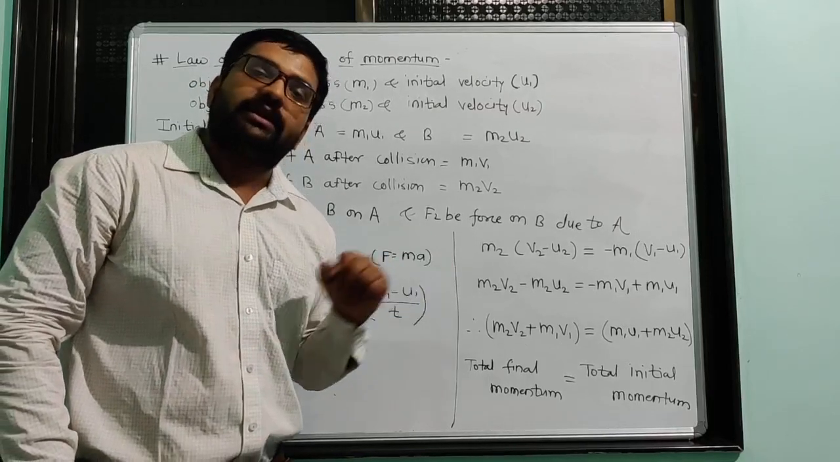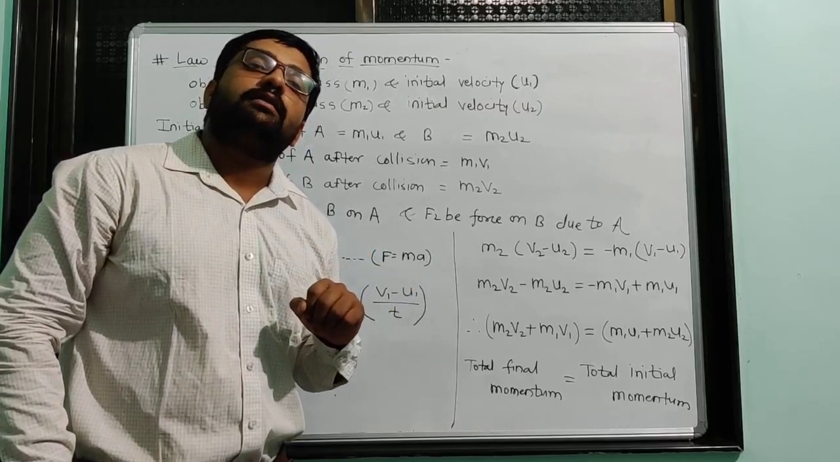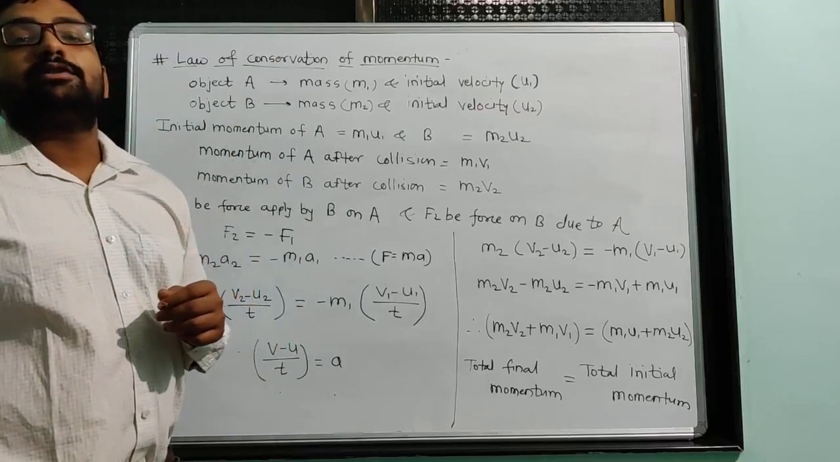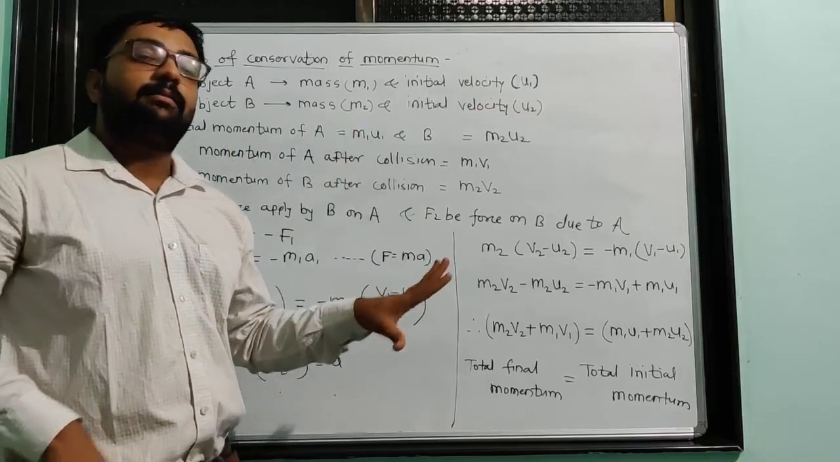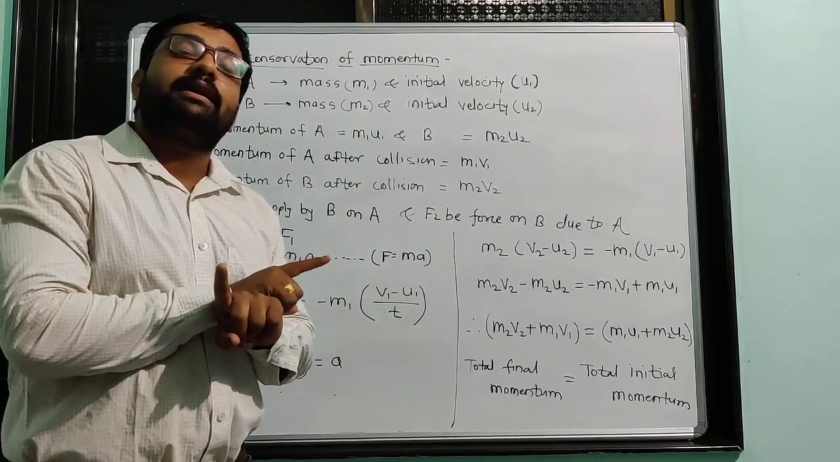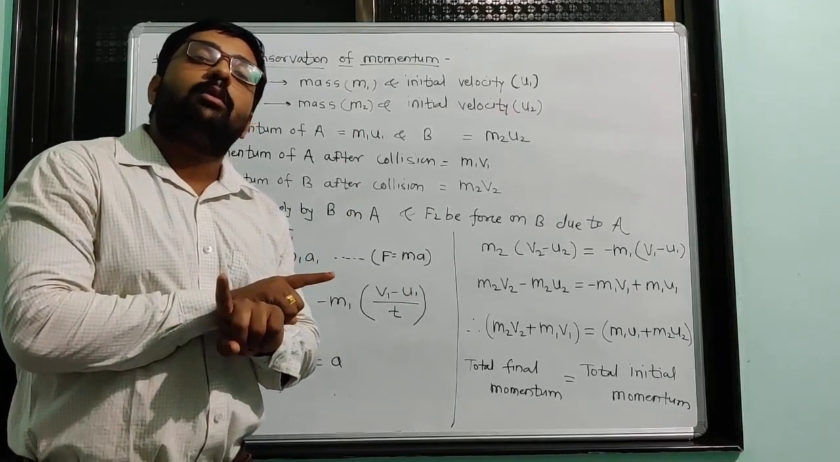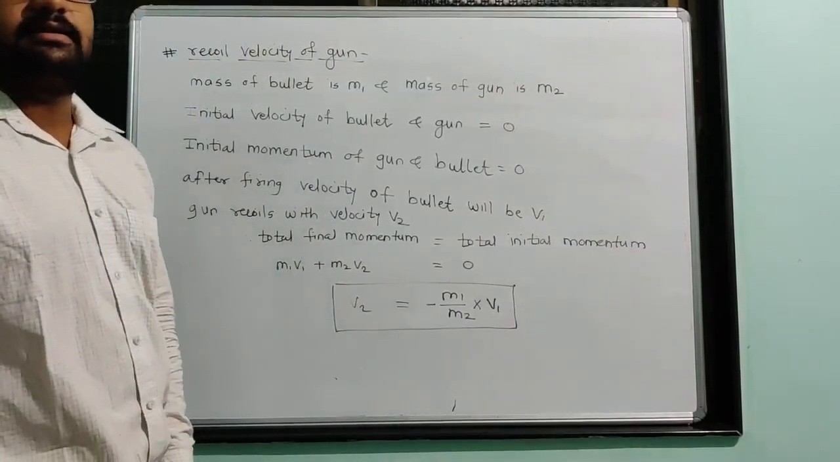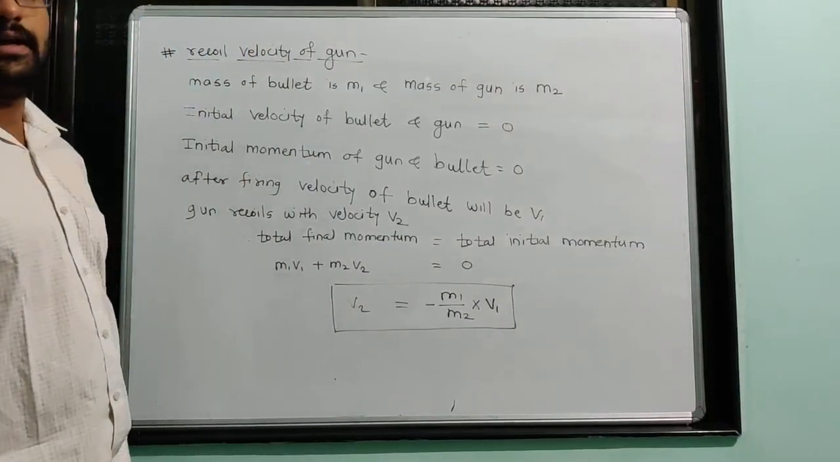Okay, so this is called the law of conservation of momentum. Conservation means simply what? It remains the same, it does not lose momentum, when an interaction takes place between two objects. Okay, you have to see that is the recoil velocity of a gun.